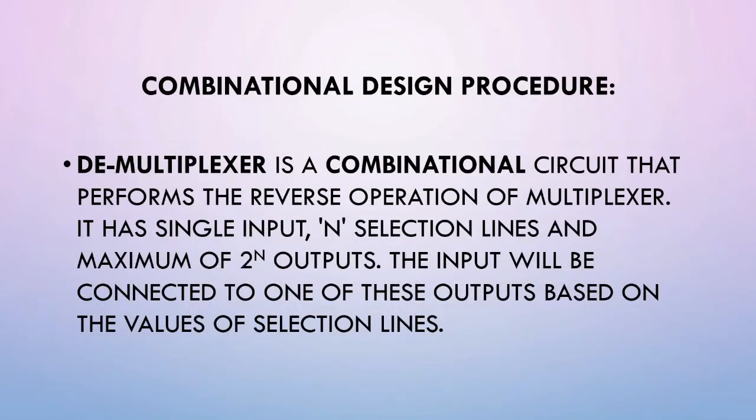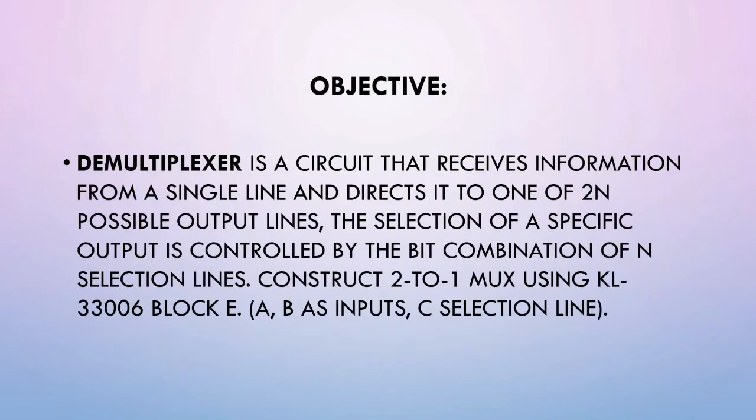Combinational design procedure. A demultiplexer is a combinational circuit that performs the reverse operation of a multiplexer. It has a single input, n selection lines, and a maximum of 2^n outputs. The input line will be connected to one of these outputs based on the value of the selection lines. Objective. A demultiplexer is a circuit that receives information from a single line and directs it to 2^n possible output lines. The specific output is controlled by the bit combination of the n selection lines, and the shortened form used is DMUX.